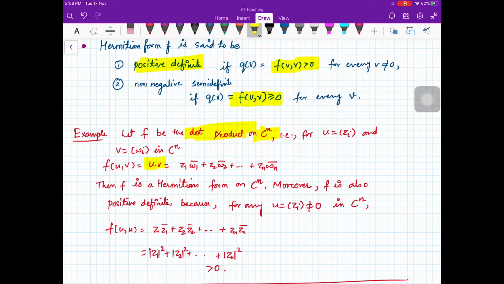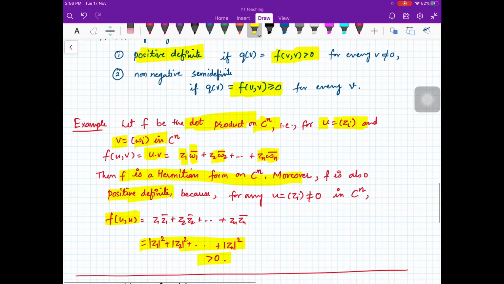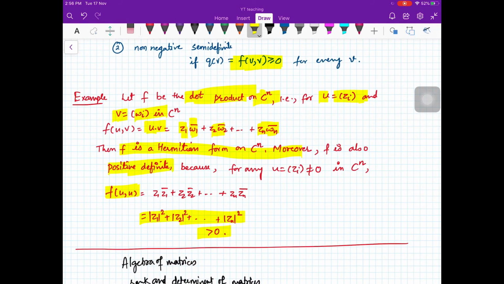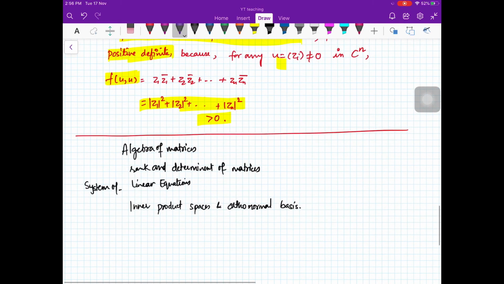Here is an example: the dot product on Cn. We define u dot v as z1 w1-bar + z2 w2-bar + ... + zn wn-bar, where u is (z1, z2, ..., zn) and v is (w1, w2, ..., wn). Then you can easily check that f is Hermitian on Cn, and moreover f is also positive definite, because f(u, u) is greater than 0 and equal to 0 only when u is 0. So this was all about Hermitian forms.